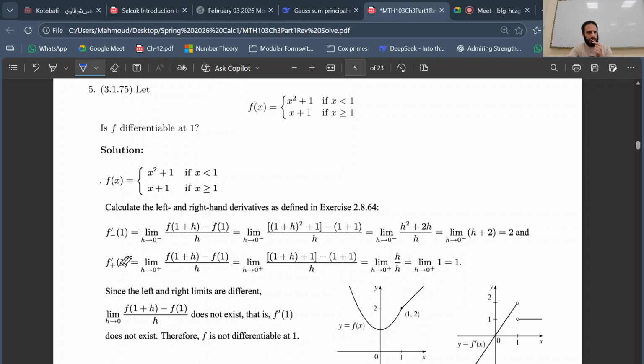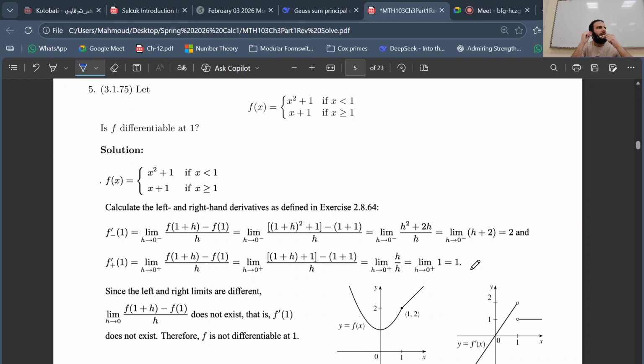Now the other one, from the right: you take h to go to 0 from the right. So here 1 plus h becomes 1 from the right. Which formula will we use now? The x plus 1, right? So you have 1 plus h plus 1 minus f(1), which is x plus 1, it becomes 1 plus 1 over h. Then you have the limit as h goes to 0 from the right of h over h. Cancel h with h, you get 1. So the result is 1. So the derivative does not exist.